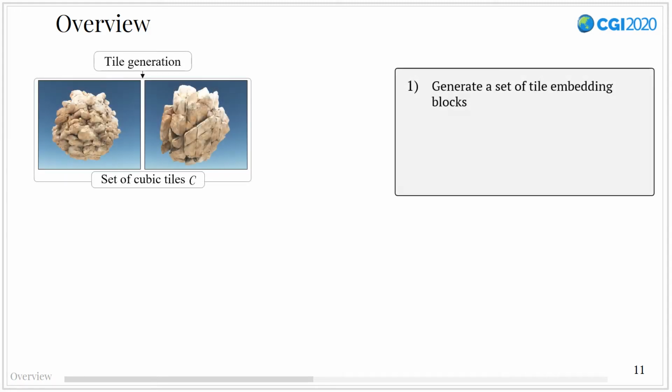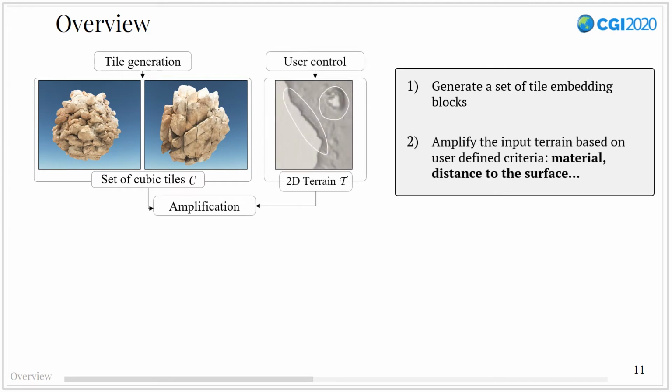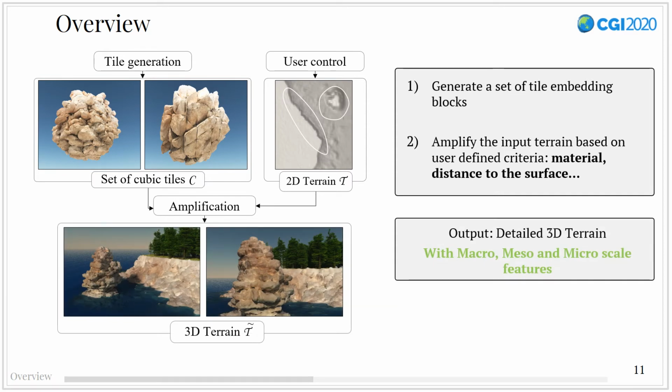Our method works as follows. We first generate a set of tile embedding blocks based on a geomorphological classification. These blocks represent the meso and microscale volumetric details of the terrain and are implicitly defined by a specific scalar function. The second step consists in amplifying a smooth input terrain from user-defined information by replicating blocks over the vertical parts of the bedrock. The output of our method is a detailed 3D terrain defined as an implicit surface, whose scalar fit function is a construction tree combining the input terrain and the different block functions.